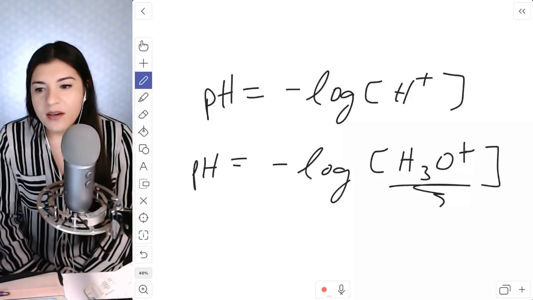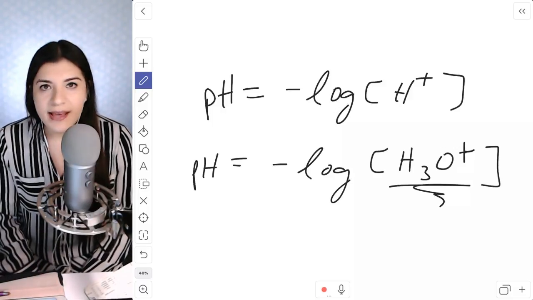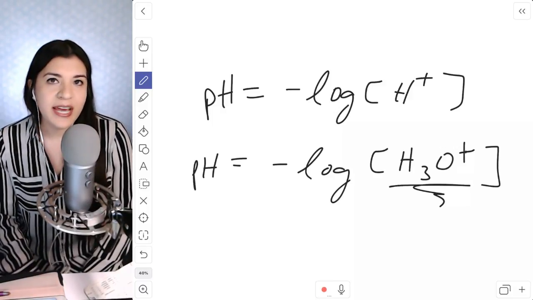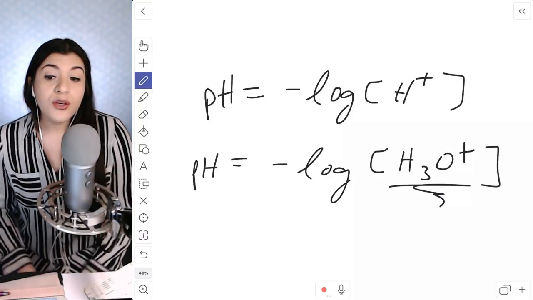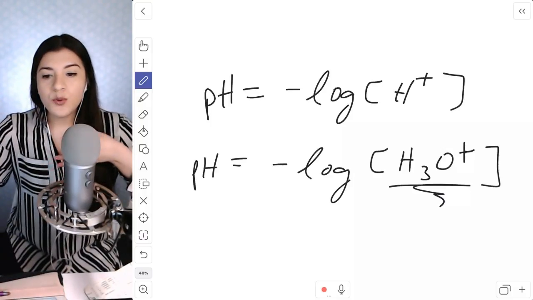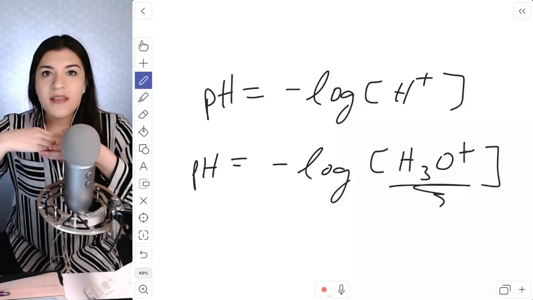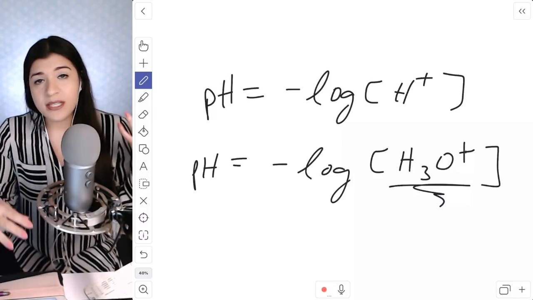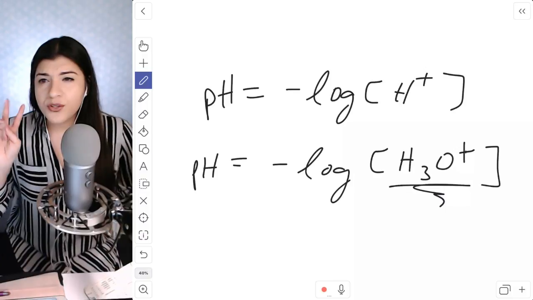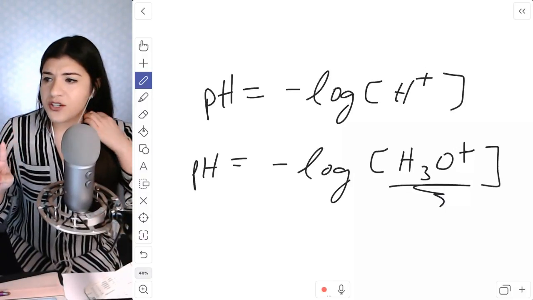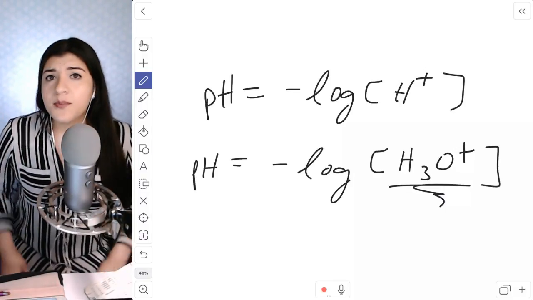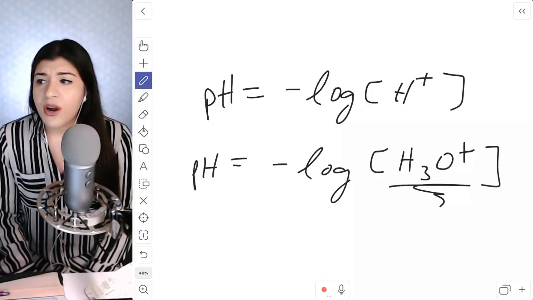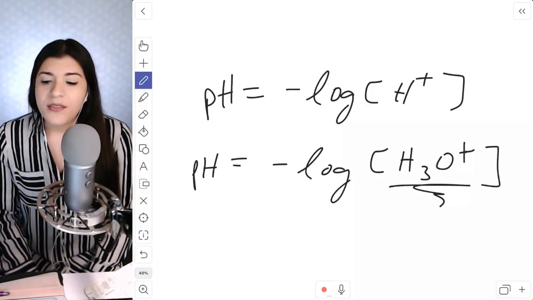The more specific and more exact method would be using an actual pH electrode, where you would get your solution and put your electrode in your solution, and then it would actually read and tell you exactly what the pH is. So those are two different ways that experimentally you would figure out what the pH would be.